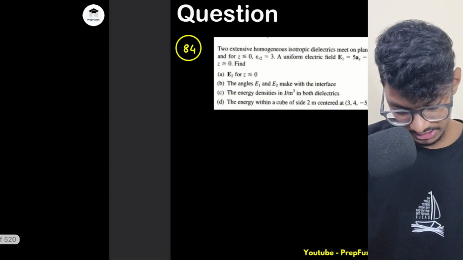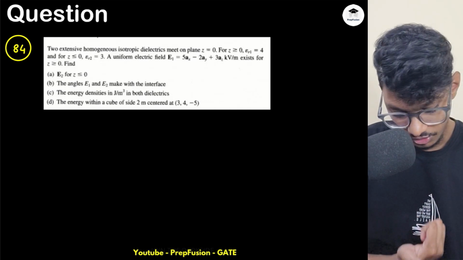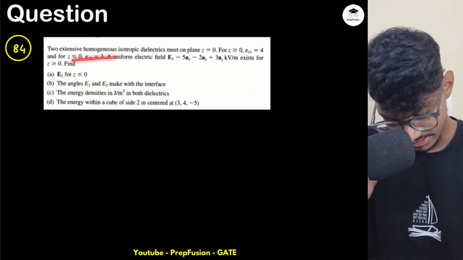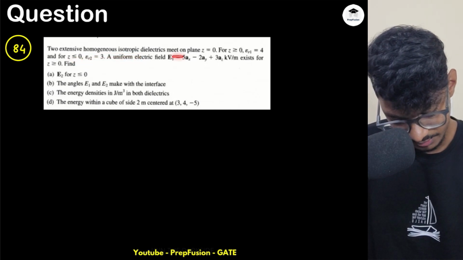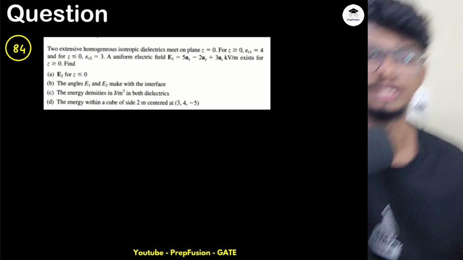And in this question also I want you to try out by yourself. There are two extensive homogeneous isotropic dielectrics meeting on a plane z equals to 0. So z equals to 0 is basically the interfacing media.